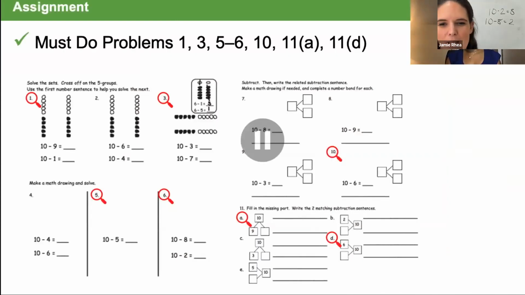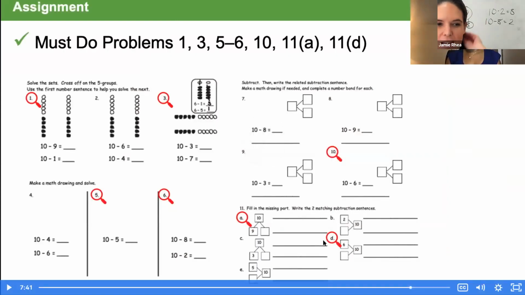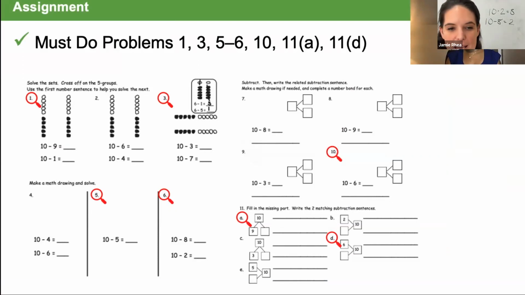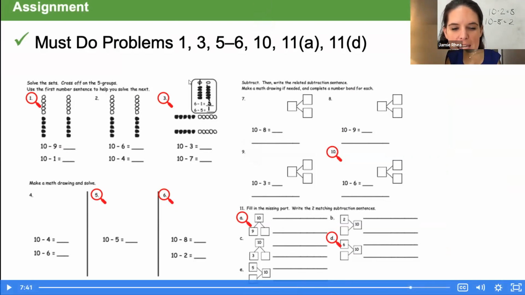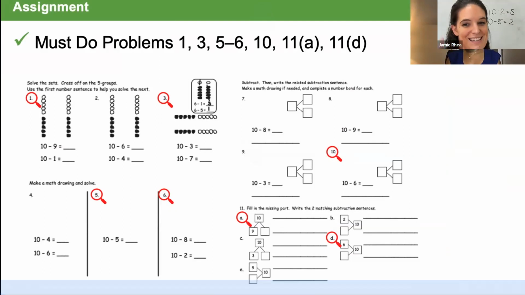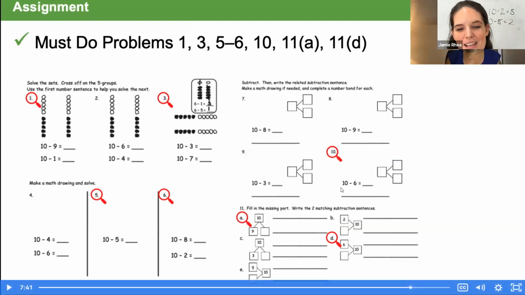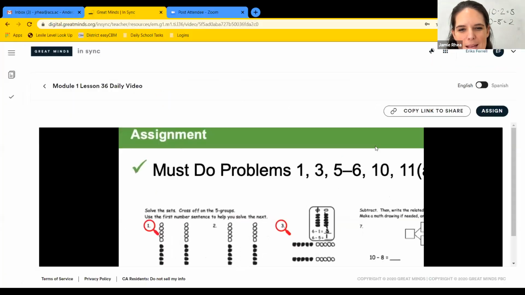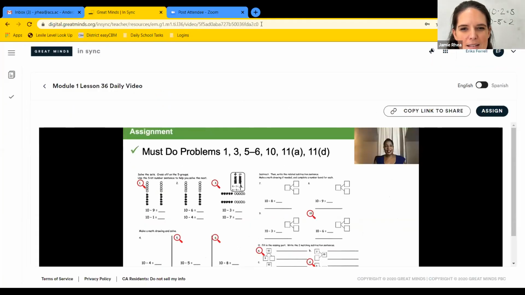Okay, all right, this ends. Let's look and see what we have to do today. You're going to do numbers 1, 3, 5, 6, 10, 11A, and 11D. Now, Miss Ray is going to show you how to do these before you do them on your own. So give me a second. Let me get it ready.